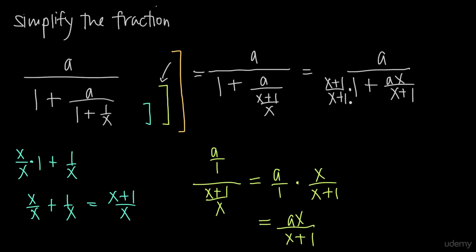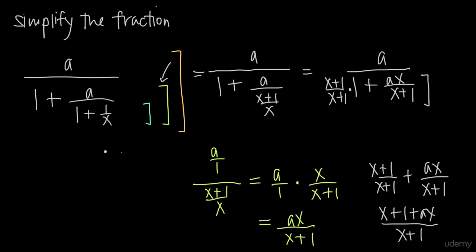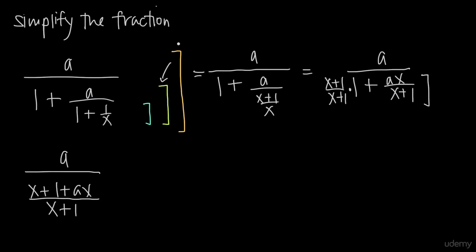When we multiply x plus 1 over x plus 1 by 1, we're just going to end up with x plus 1 over x plus 1 plus ax over x plus 1. Because we have a common denominator, we can combine these two, and we get x plus 1 plus ax all over x plus 1. Now this value we just found is going to replace our entire denominator right here. So what we're left with is a over x plus 1 plus ax over x plus 1. And now we're really into our last layer here because we're dealing with the fraction as a whole.